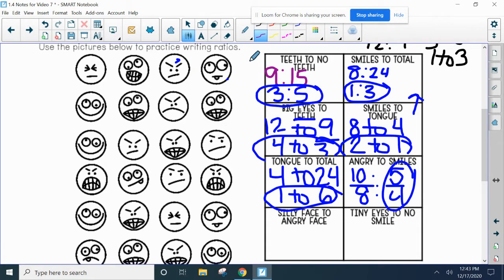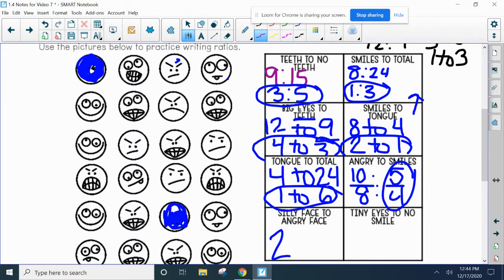All right. Now let's go ahead and do silly face to angry face. And I'm going to deem these little guys silly face. I guess maybe that could have been another issue in our ratios, if you deemed certain faces silly that I didn't. I did these guys as my silly faces. So these are my silly faces. So I said silly to angry. So I have 2 silly. And we already said angry up here was 10.